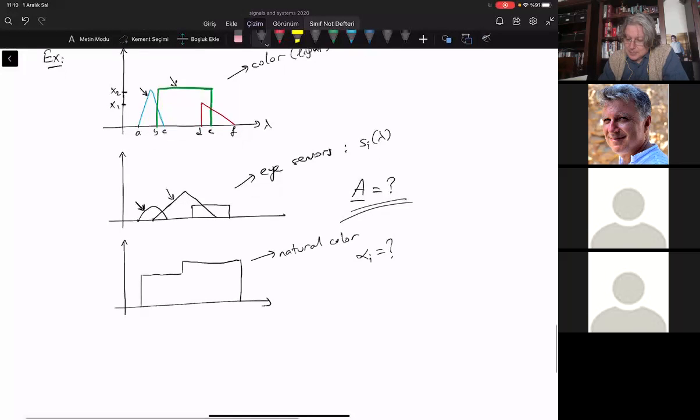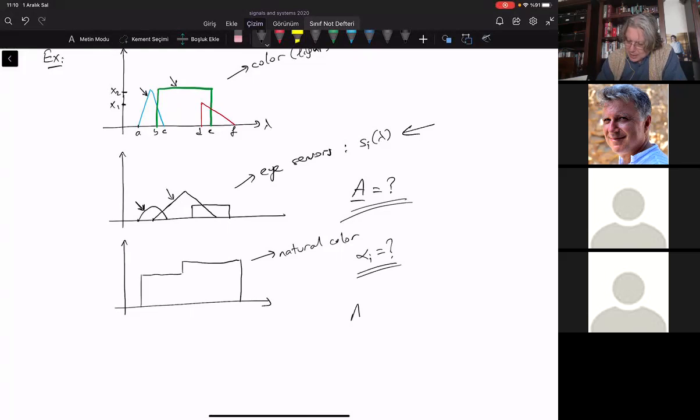How will you find it? You will multiply these sensors with this large natural color to find one by one what these alpha i's are. The first sensor response will give you alpha 1. The second sensor will give you alpha 2. The third sensor response to this color that I have drawn, the natural color, will be alpha 3. So you will have alpha 1, alpha 2, alpha 3, and you will have A.